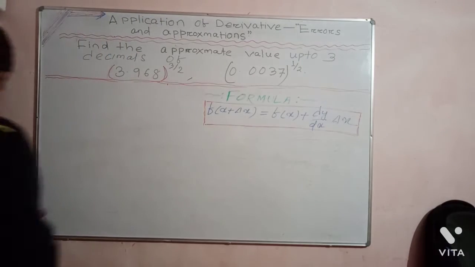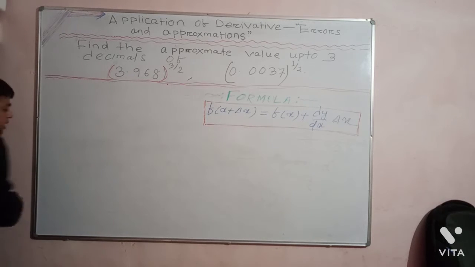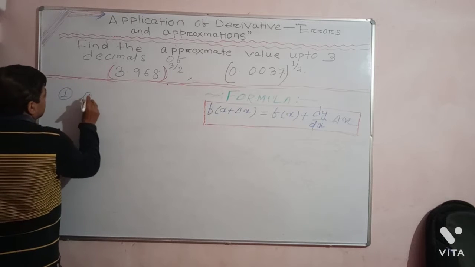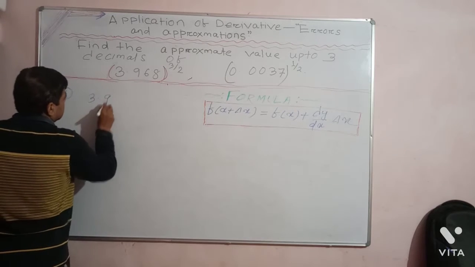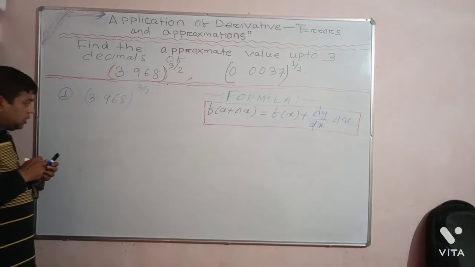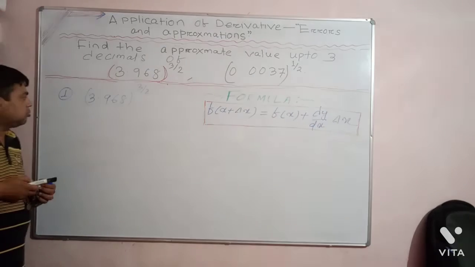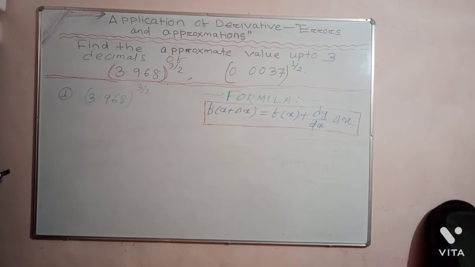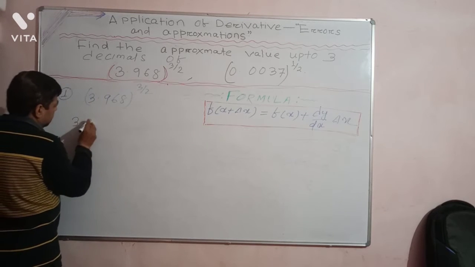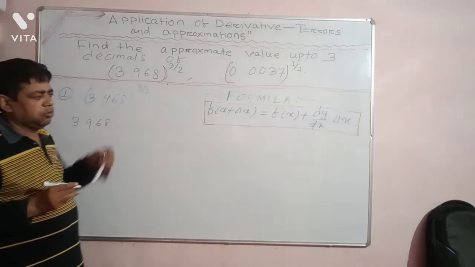Let's start and see how to do it. Here is the number in front of you: 3.968 to the power 3 upon 2. This is an exponential number whose base is a decimal number and whose power is 3 by 2. Here the base is 3.968. So you see the number first: the number is 3.968 and the power is 3 by 2.